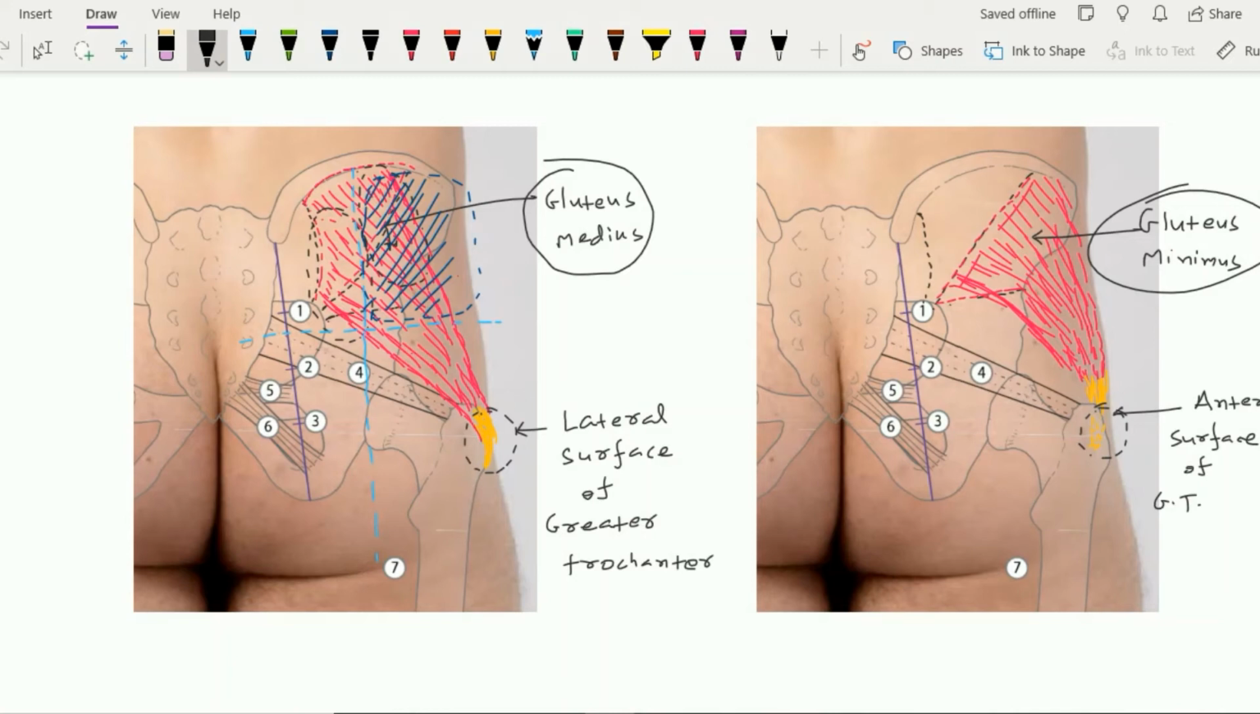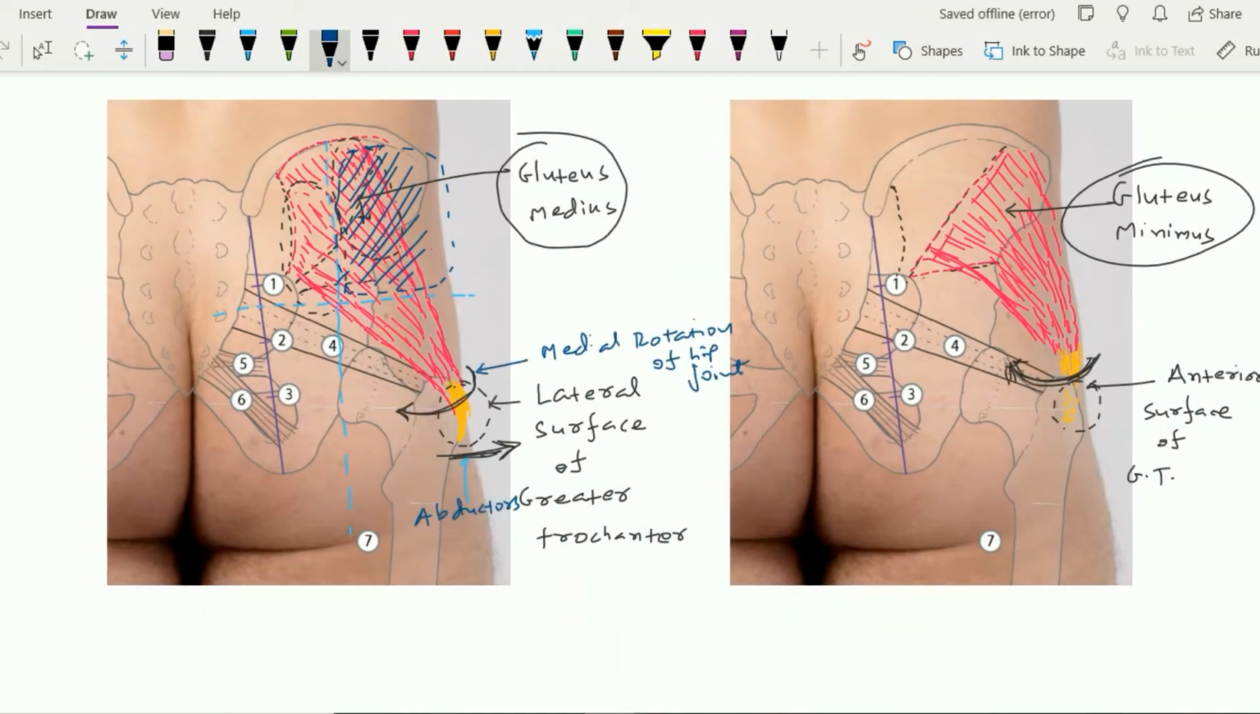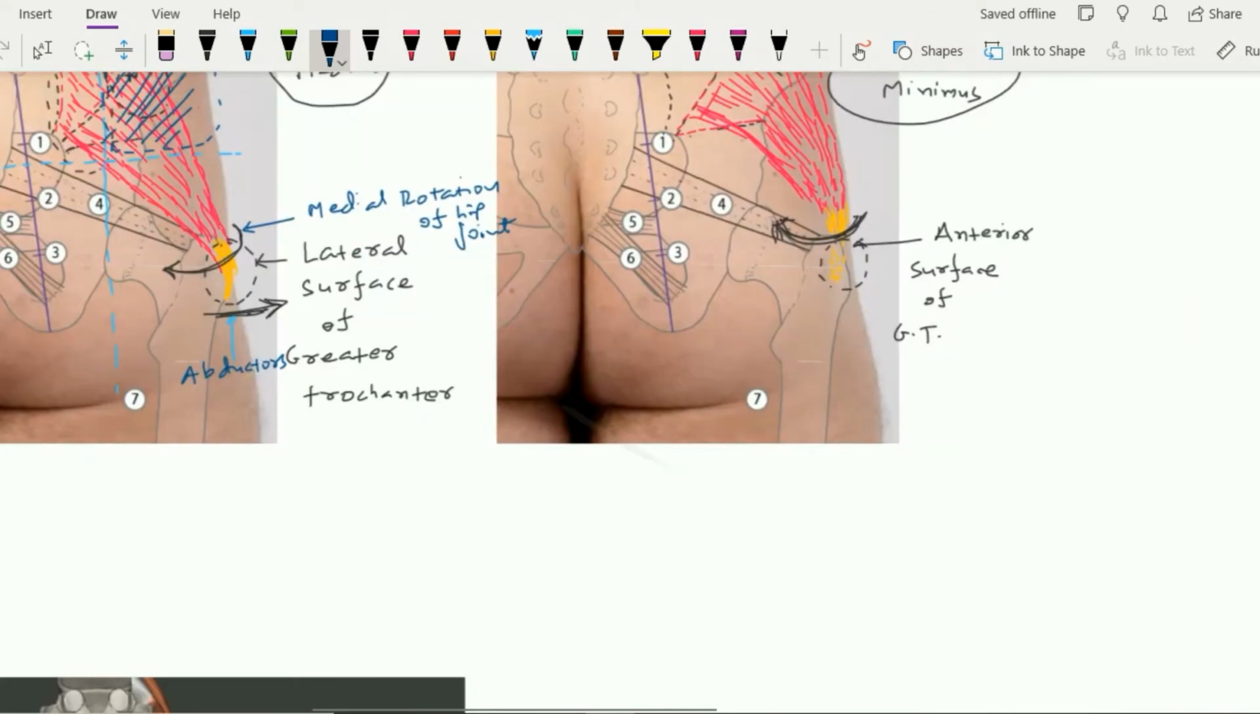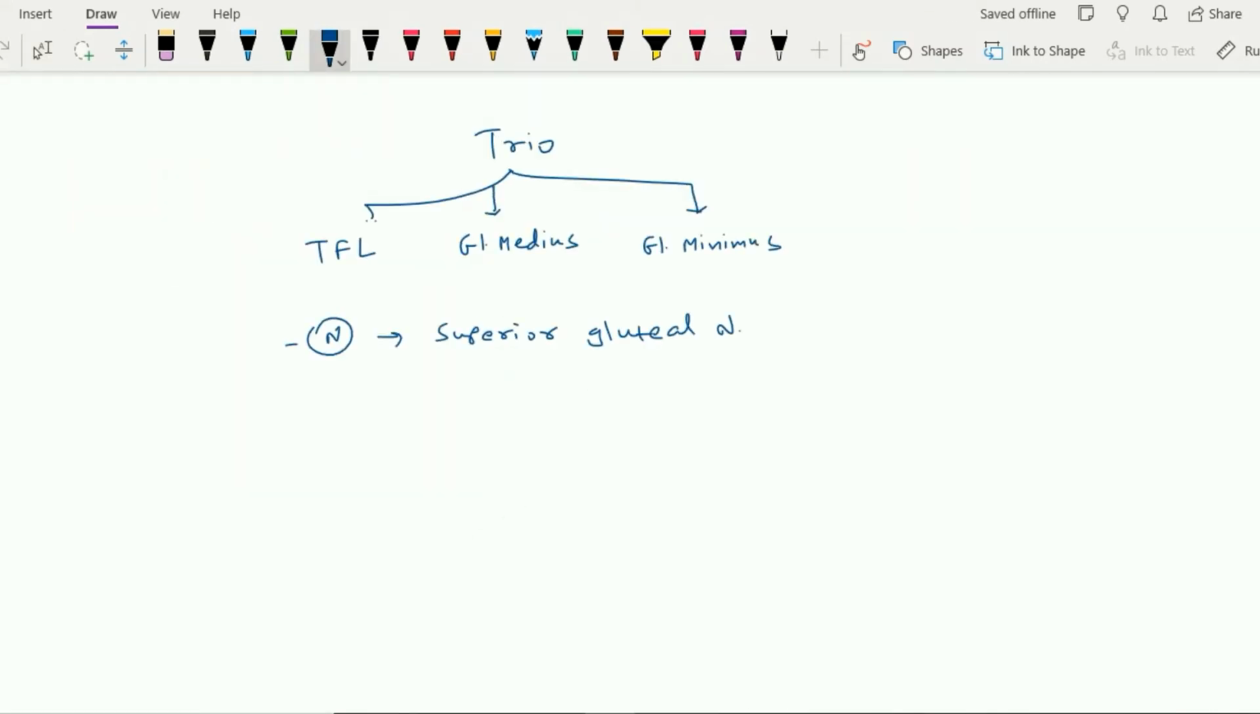When the gluteus medius as well as the gluteus minimus and the tensor fasciae lata, these 3 muscles, this trio, contract, it will lead to the abduction of the hip joint. These muscles are also responsible for the medial rotation of the hip joint. These 3 muscles, the gluteus medius, gluteus minimus and tensor fasciae lata, are all supplied by the superior gluteal nerve. And these 3 muscles are responsible for the medial rotation and abduction of the hip joint.